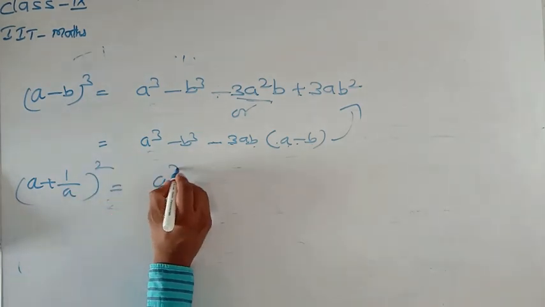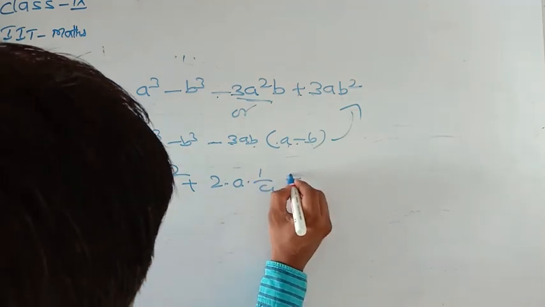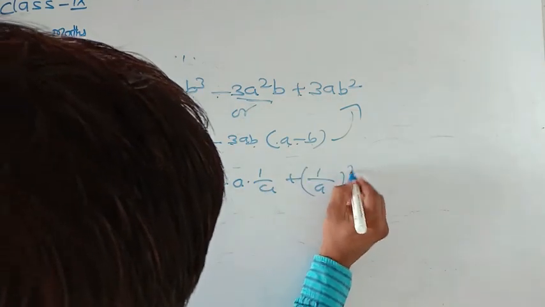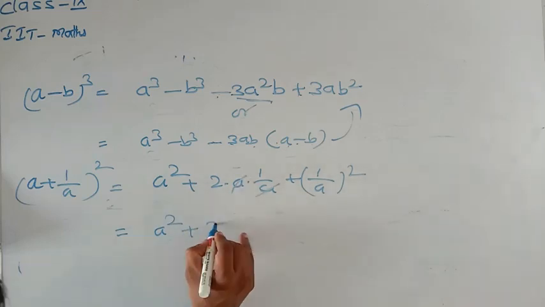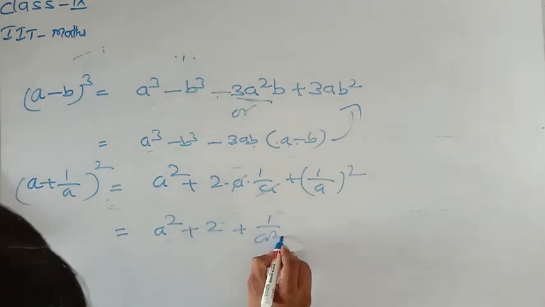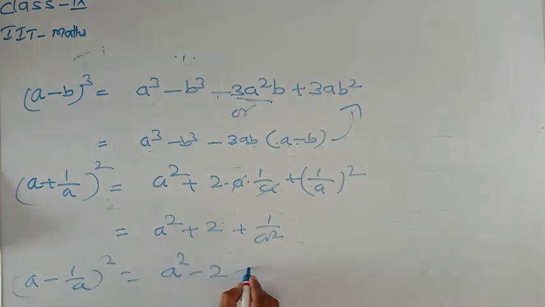The next is (a + 1/a) whole square. The formula is a square plus 2 into a into 1/a plus (1/a) whole square. I am simplifying this: a and 1/a cancel, so it is a square plus 2 plus (1/a) whole square. In the same way, (a − 1/a) whole square is equal to a square minus 2 plus (1/a) whole square.